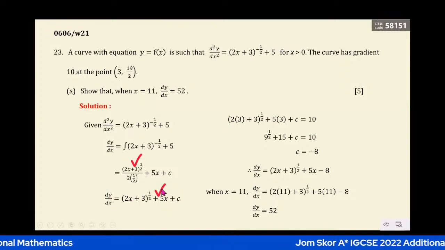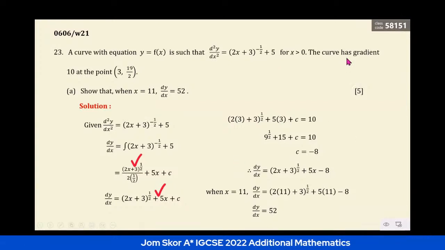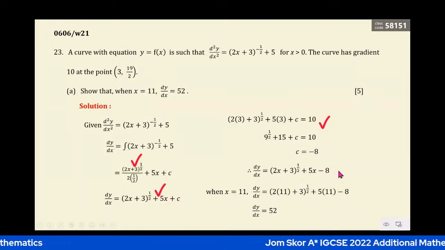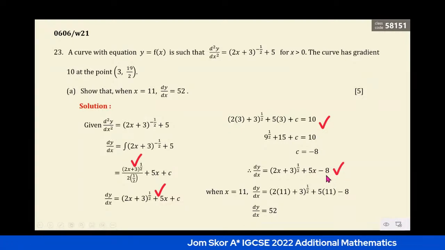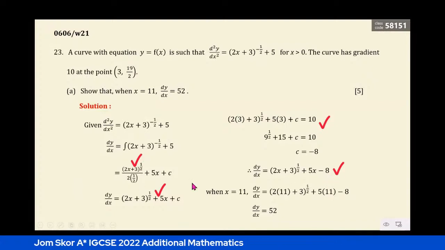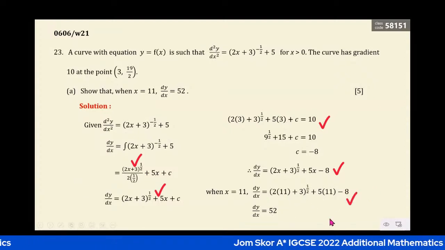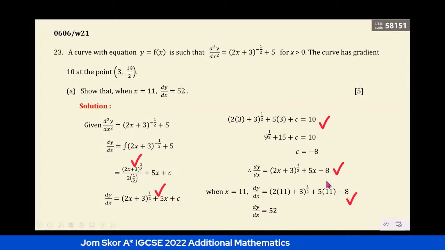So the second mark will be given. And you use dy/dx is equal to 10 and x is equal to 3 to find c. Once you get c, it does not give a mark here because the mark is given over here. Then after that, how many so far? 1, 2, 3, 4. And then you show that when x is equal to 11, you substitute the value leading to the answer dy/dx is 52.